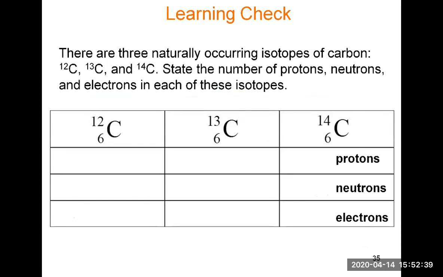So let's do a learning check. Here you have 3 symbols of carbon isotopes. Carbon has 3 naturally occurring isotopes, carbon 12, carbon 13, and carbon 14. So find the number of neutrons, protons, and electrons in each of these isotopes, assuming that they are all neutral. Again, pause the video to work this out before watching the answer.